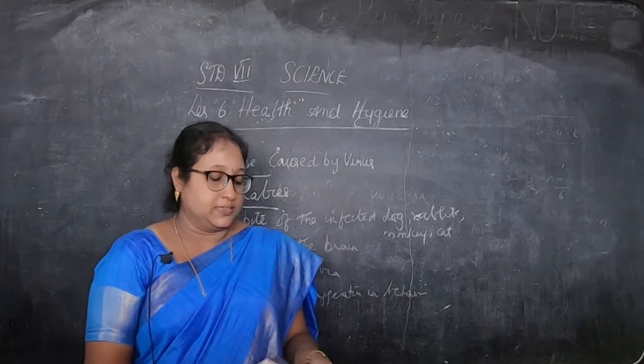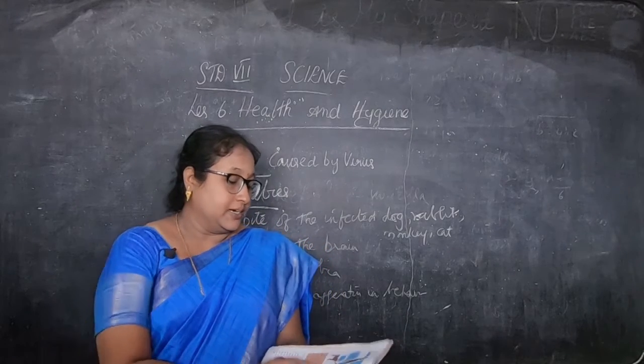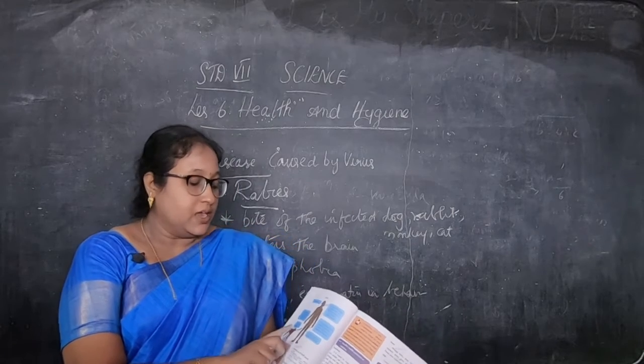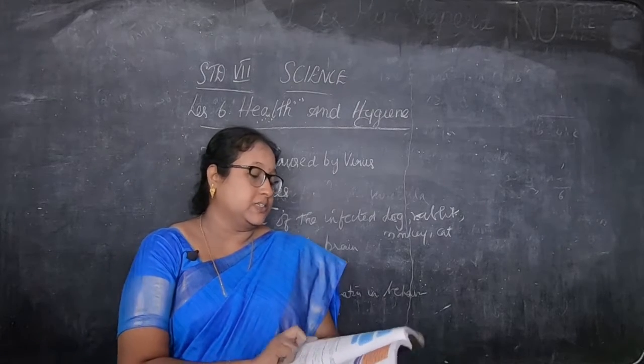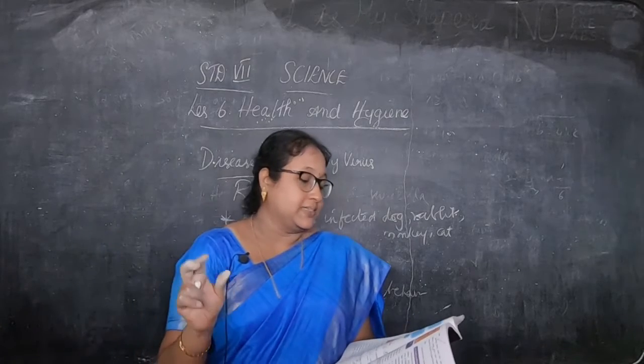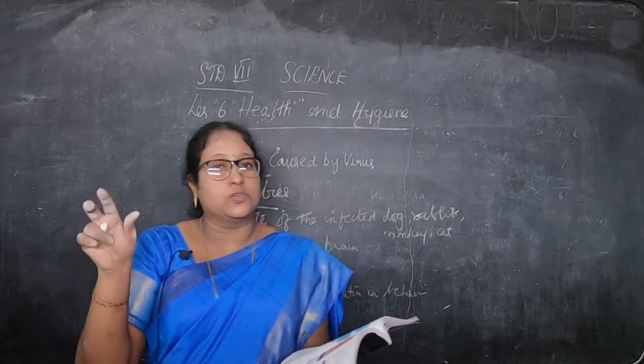Now see this picture, which shows the virus entering via animal bite. This dog is biting this man. First point: the virus enters via animal bite. Second point: the virus replicates in the muscle at the site of the bite. So it goes to the muscles.